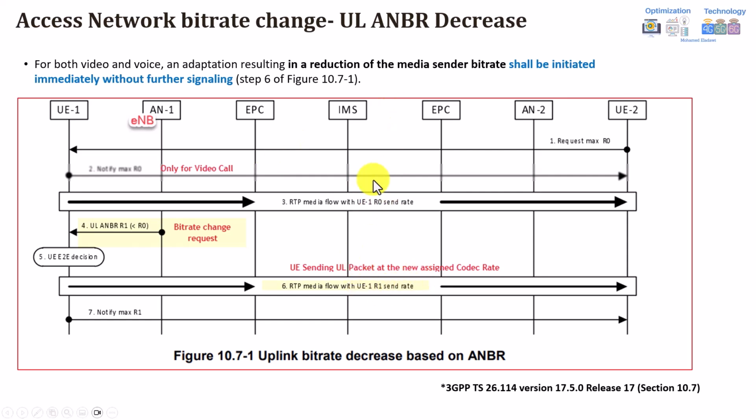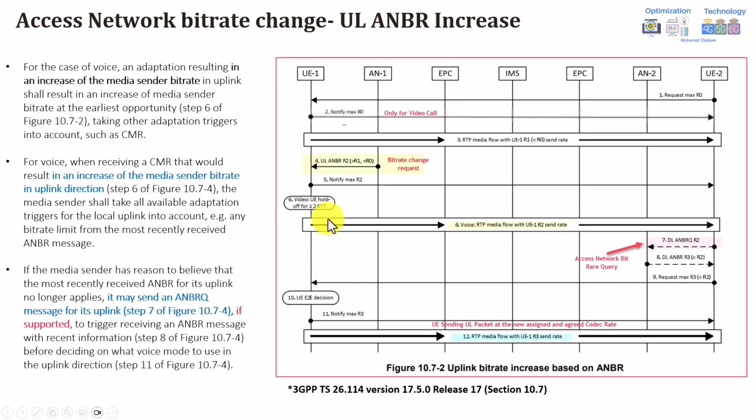But in the opposite case, where it's required to increase the codec rate, there might be some additional signaling. Let's explain that part. As you can see here, for example, for this access network bitrate change in case of MBR increase, the concept is the same. The user will be transmitting, and I'm speaking about the uplink packet now, not downlink, just giving an example for the uplink codec rate change.